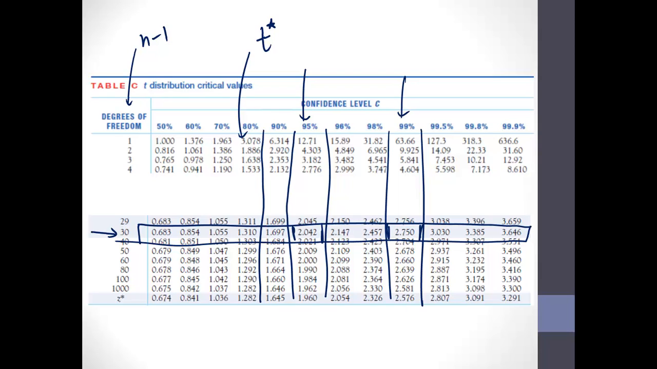And note down here at the bottom, again, as the sample size gets bigger and bigger, you can see these numbers get closer and closer to the 1.645 and the 1.96 and the 2.576 that we've seen before. So again, the t distribution gets closer to the normal as that degrees of freedom gets bigger.